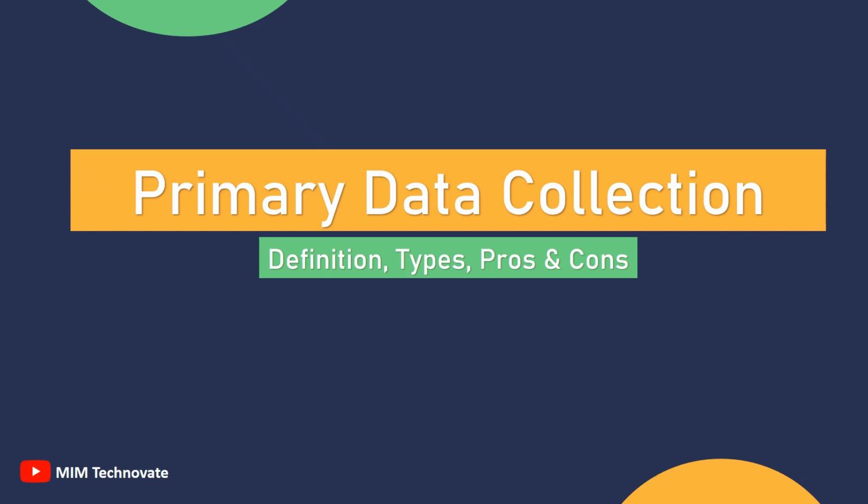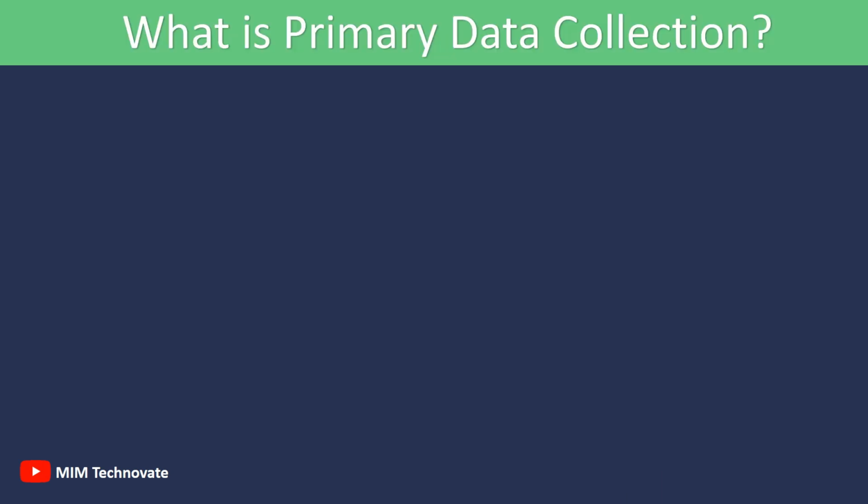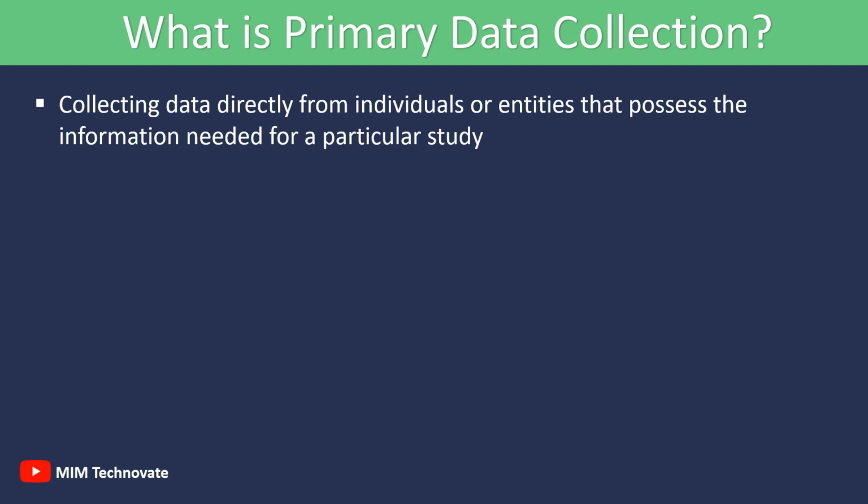Primary data collection. Definition, types, pros and cons. What is primary data collection? Primary data collection includes collecting data directly from individuals or entities that contain the information needed for a particular study or analysis.